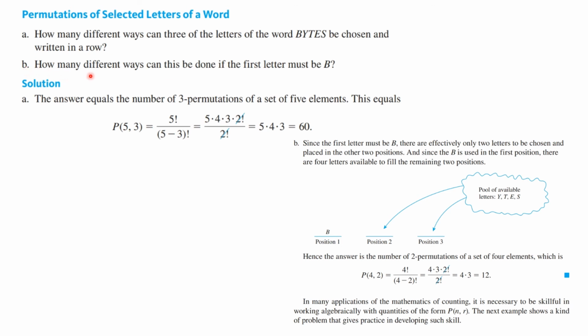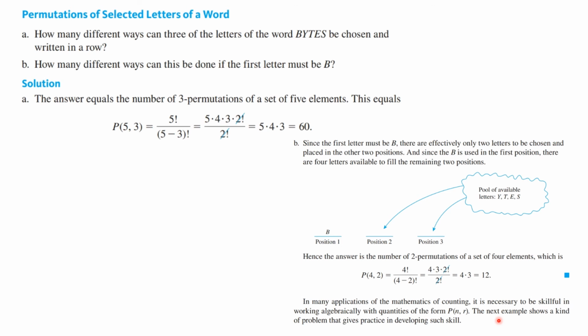Part B says, how many different ways can this be done if the first letter must be B? Well, the first letter is fixed to be B. I only get to choose the next 2, and I'm choosing them from the remaining letters because I can't repeat the B. So this is going to be 4, because I have 4 up here, and I'm taking 4 permutations 2 at a time. I do the calculation, and it is 12.